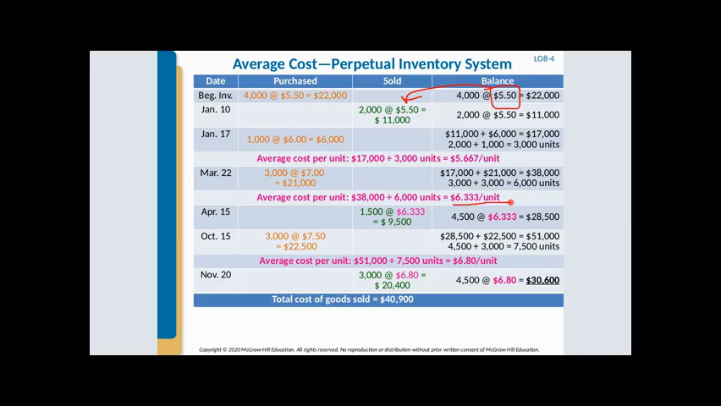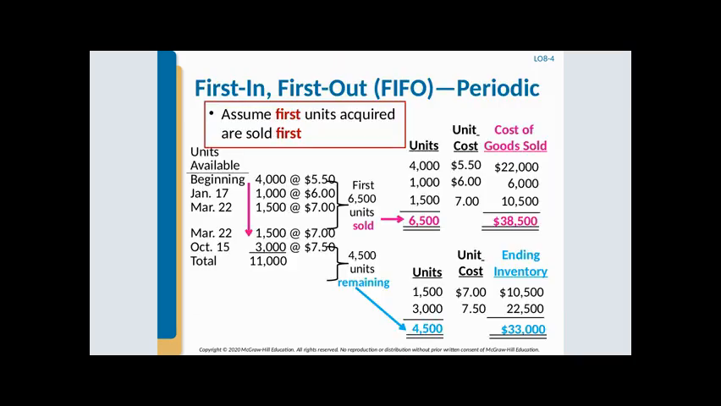Now this new average, we're going to apply it to our sale of the 15th and to the remaining units in inventory. Then we have another purchase on October 15th, so we're going to have to calculate total units and total dollar amount, and divide that by the units to come out to the average. That's applied to the sale on the 20th of November and the remaining units in inventory.